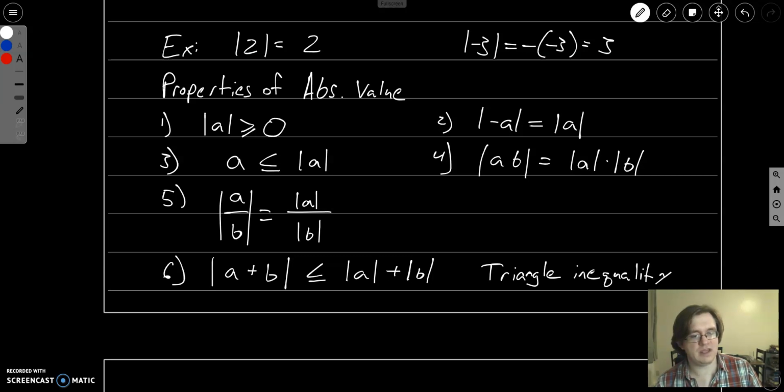And this may come up a little bit this semester, but essentially to give you a picture, if you think of a and b being two sides of a triangle, the third side of the triangle can't be longer than the sum of the first two, otherwise your triangle would break apart. So this is just something to keep in the back of your mind.